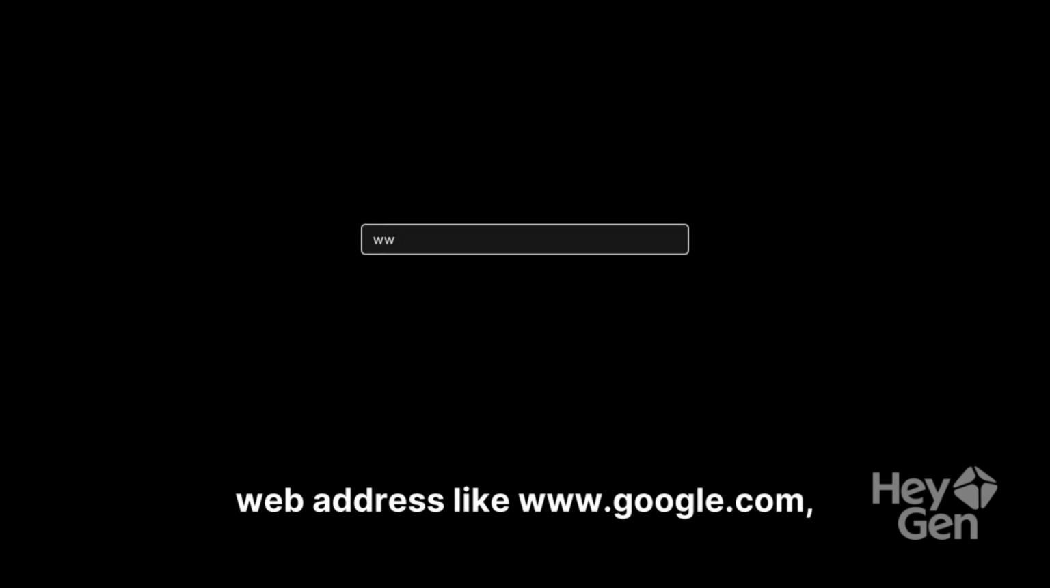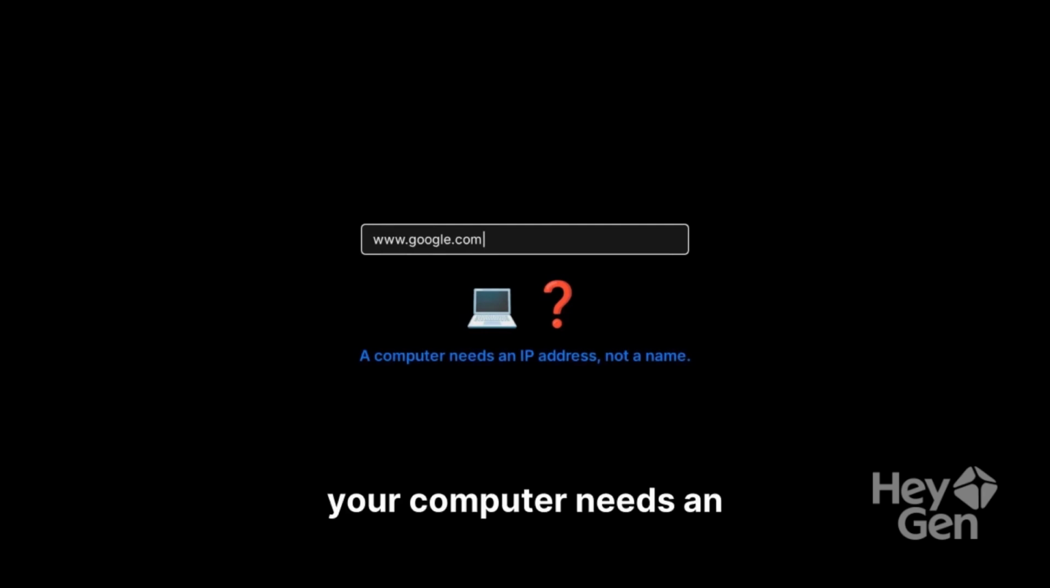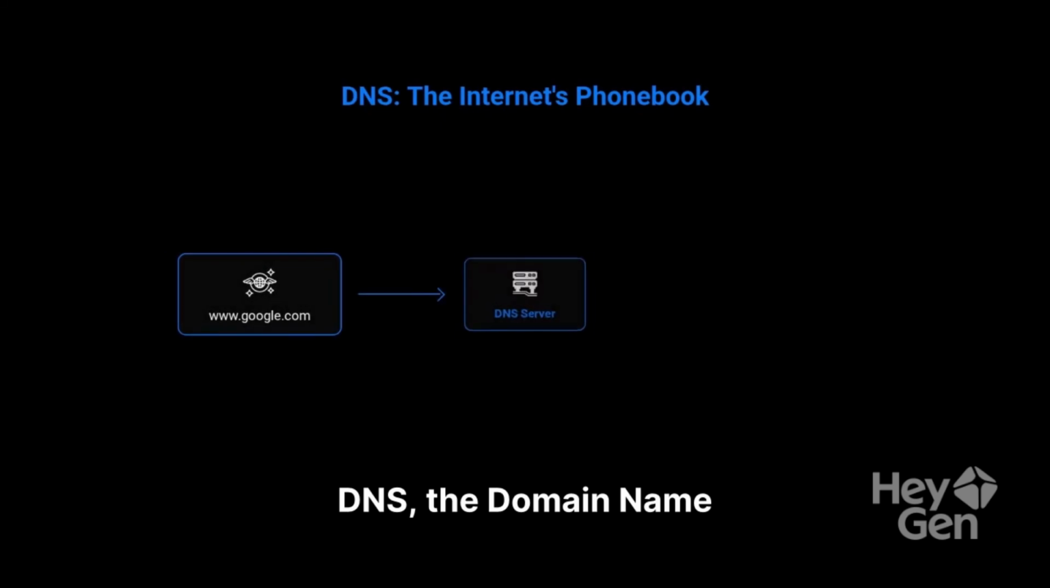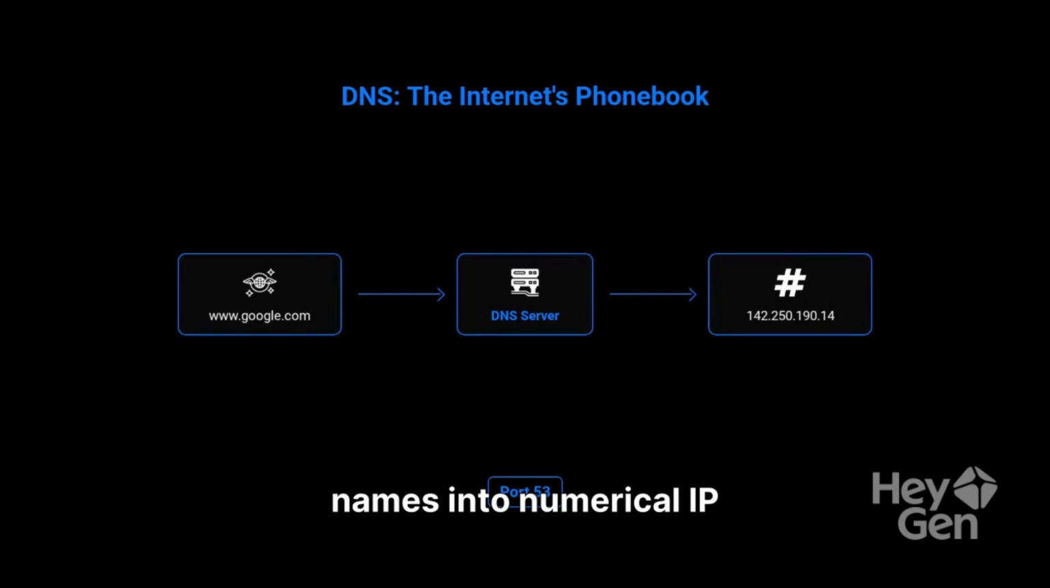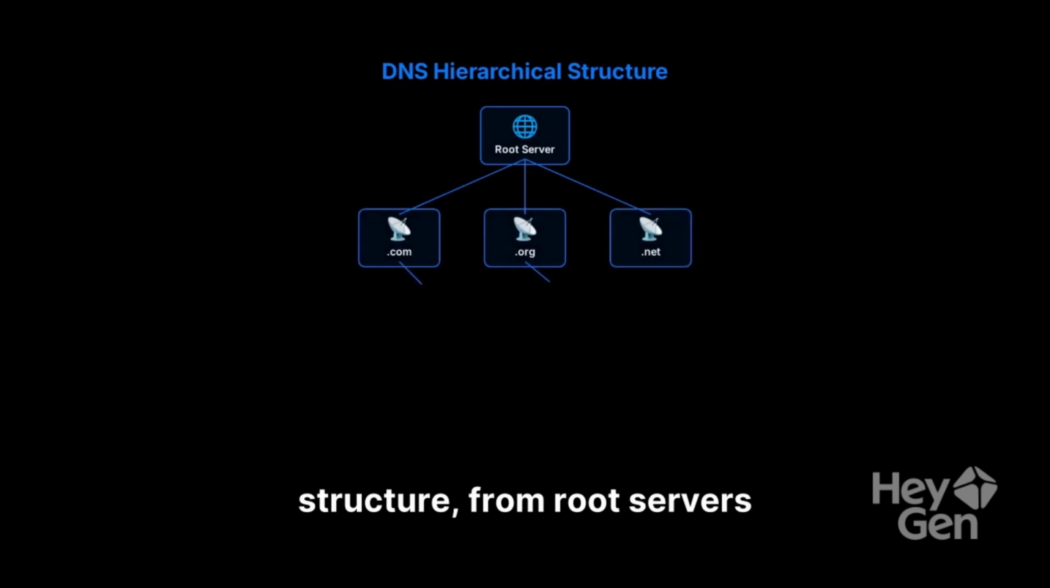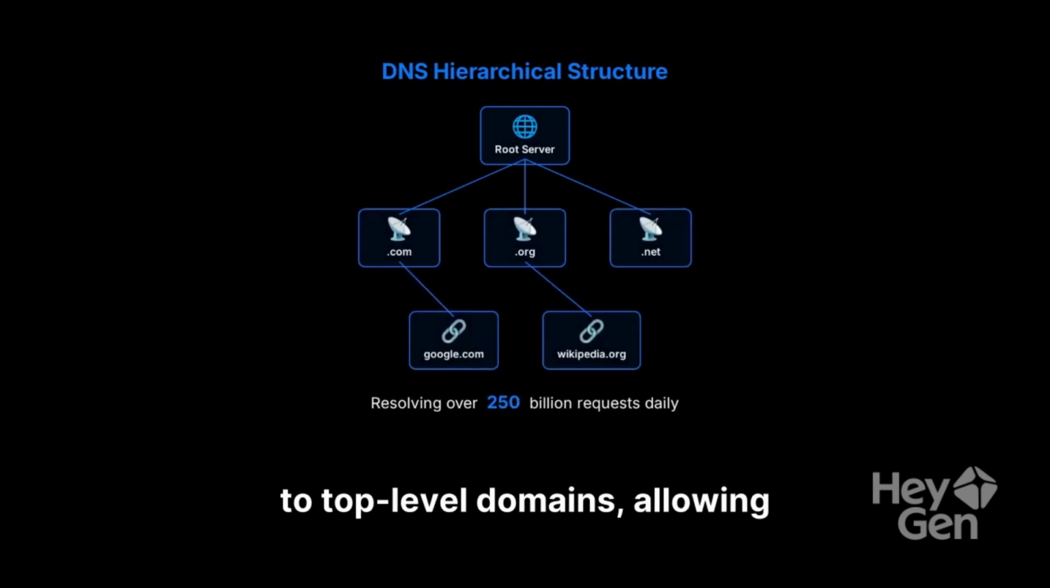When you type a web address like www.google.com, your computer needs an IP address, not a name. DNS, the domain name system, acts as the Internet's phonebook, converting these names into numerical IP addresses, operating on port 53. It uses a hierarchical structure from root servers to top-level domains, allowing quick resolution of billions of requests daily.